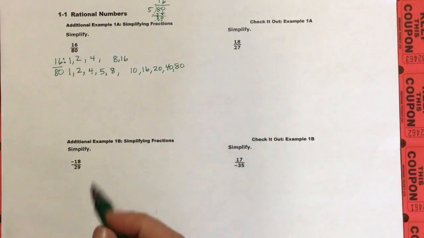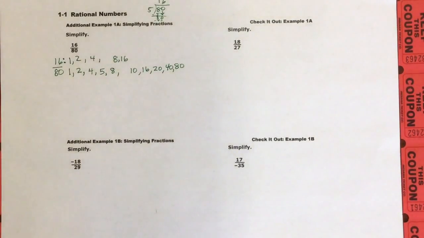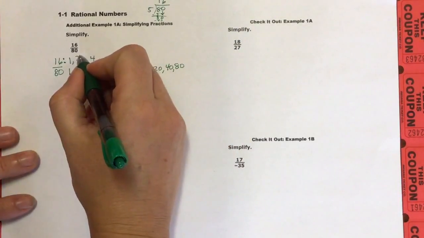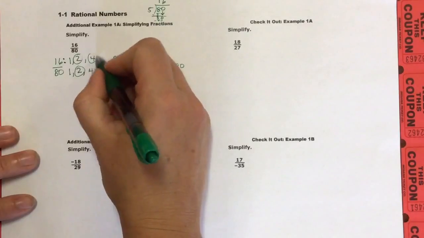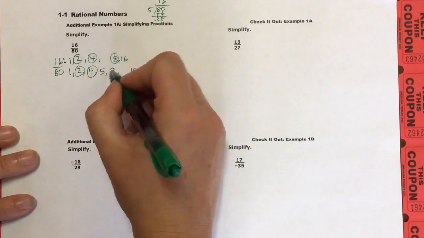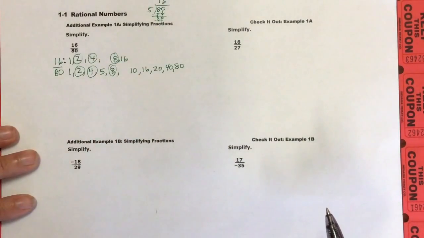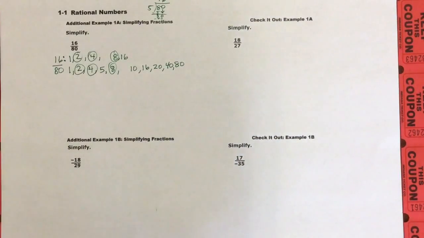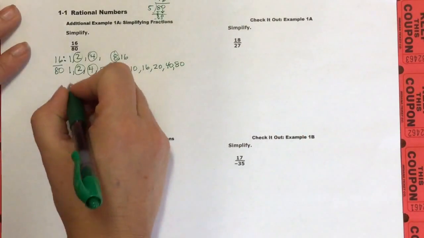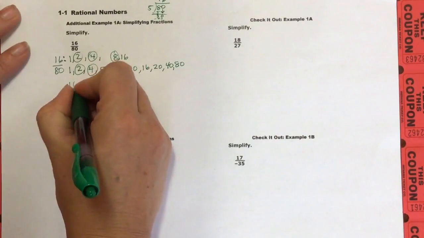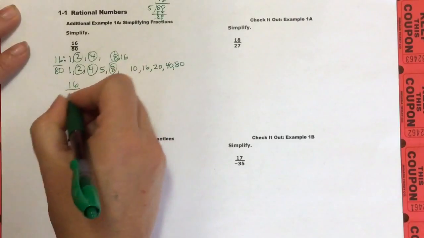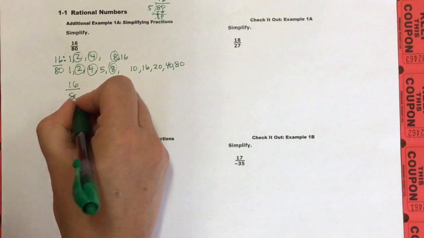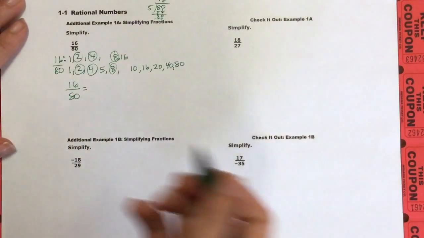So we want to cancel out all the factors that are common. And what I see is that they have a 2 in common, there's a 4 in common, and there's an 8 in common. Okay, so what we're going to do is cancel out the biggest one. That's usually what makes things easy. So 16 over 80. And I'm just going to rewrite this, okay?